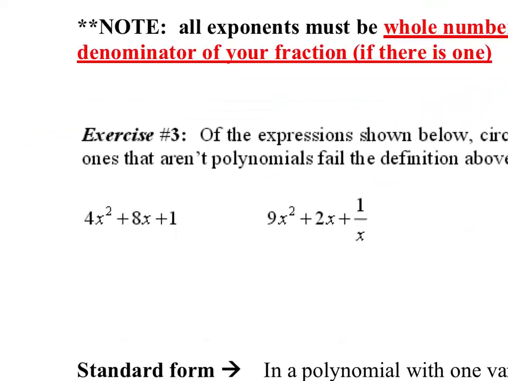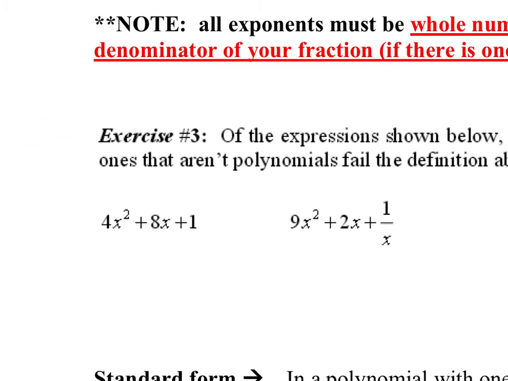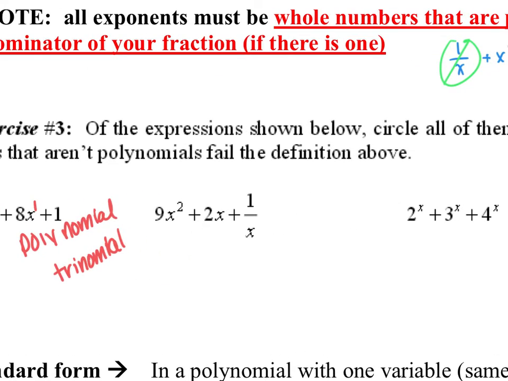So if I look at my first example, I have 4x squared plus 8x plus 1. If I look, my exponent is a number, and it's a whole number. I have an 8x to the first, that's fine, and I have more than one term. So this is a polynomial. And if you want, you can be specific and call this a trinomial. Let's go on to example 2.